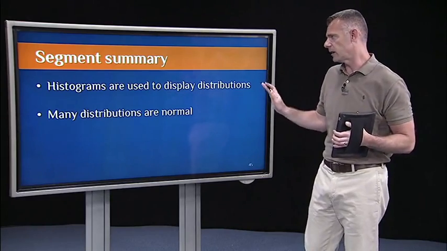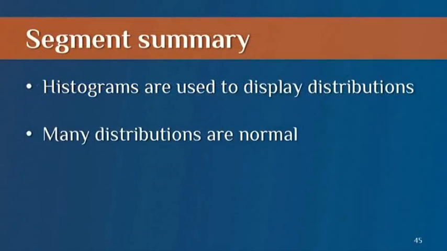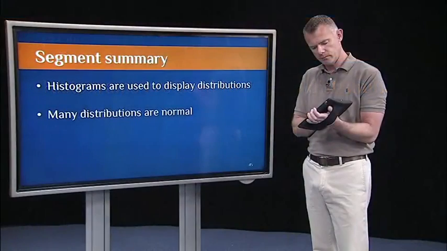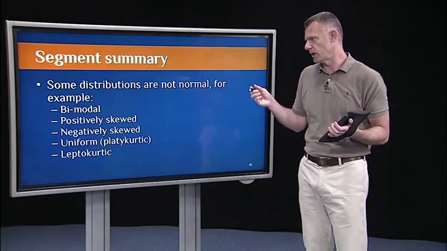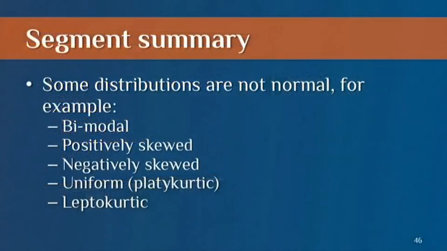So to summarize this segment, we use histograms to display an entire distribution because they sometimes reveal information that summary statistics gloss over or won't tell us. And many, if not most, distributions that we deal with are going to be normal, but some distributions are not normal. For example, we looked at the bimodal distribution with the two classrooms of kids who were sick, the ones who were treated and not treated.